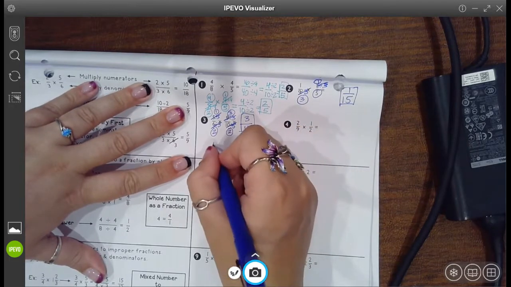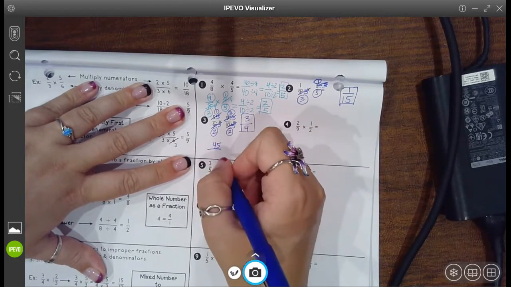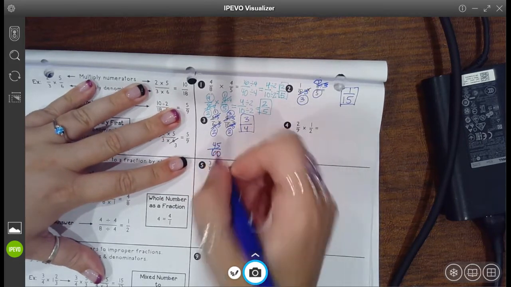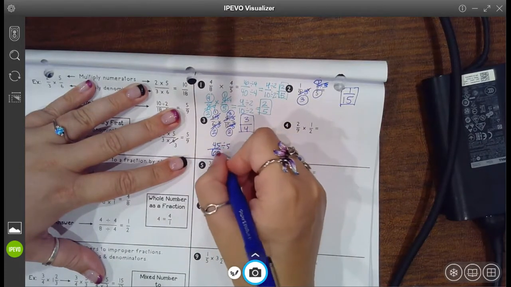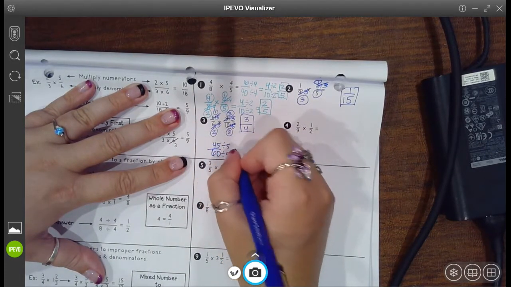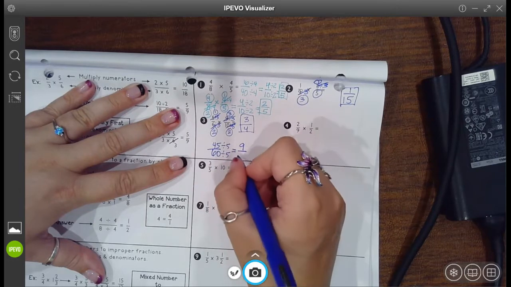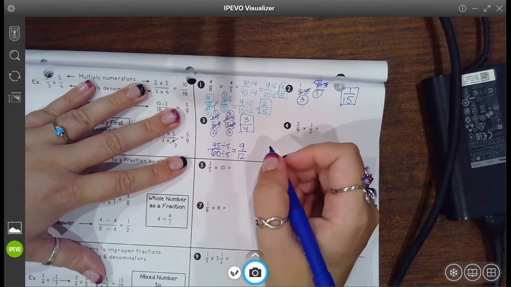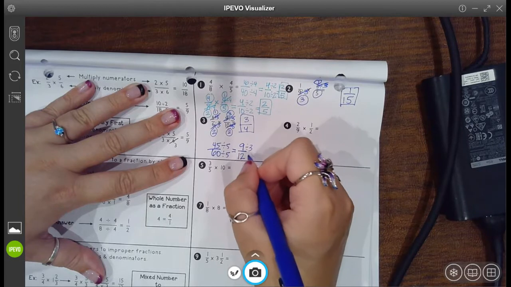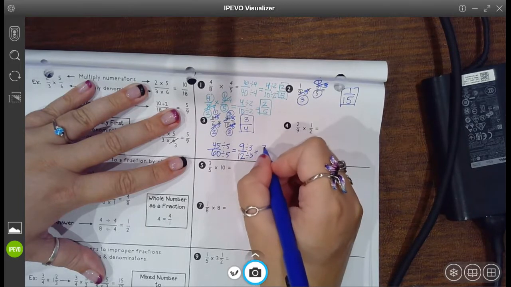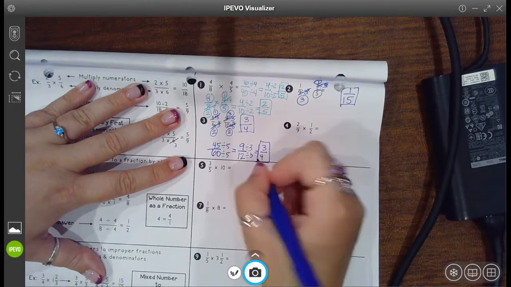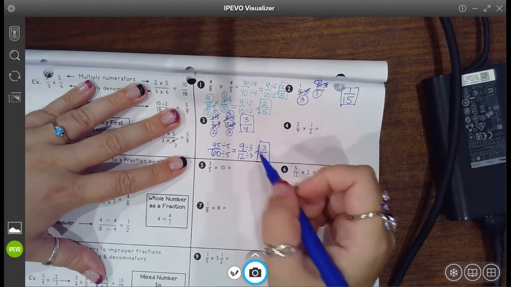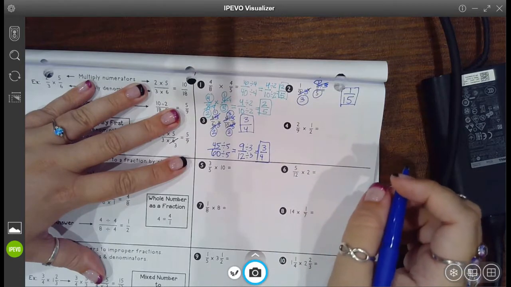I would have gotten 5 times 9 is 45, and 6 times 10 is 60. And then you would have been like, okay, well, they end in 5 or 0, so I know 5 can go in. 45 divided by 5 is 9. 60 divided by 5 is 12. And then you'd see, okay, 2 can't go in, but 3 can. 9 divided by 3 is 3, and 12 divided by 3 is 4. So see, I still get the same answer. I just got there faster with cross-canceling.